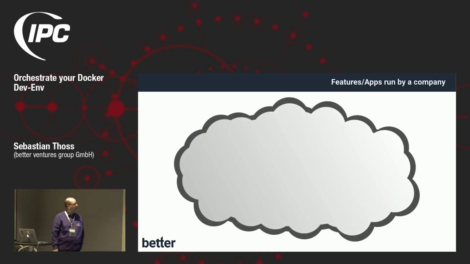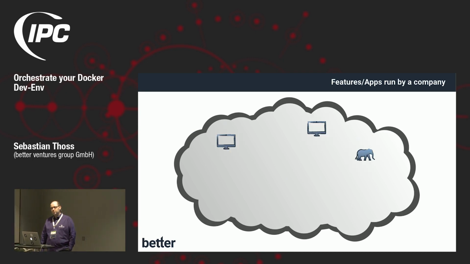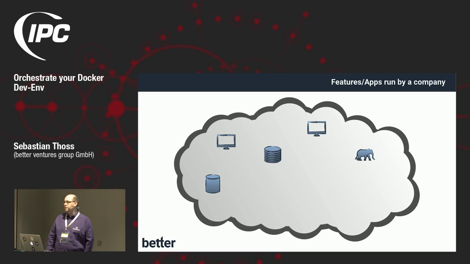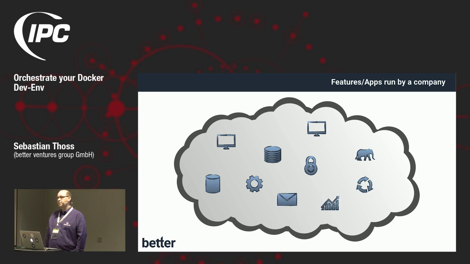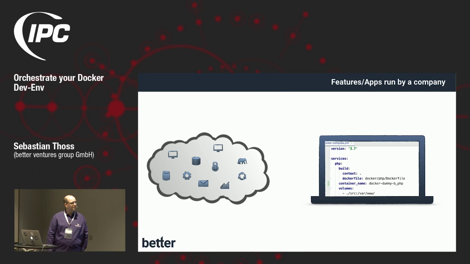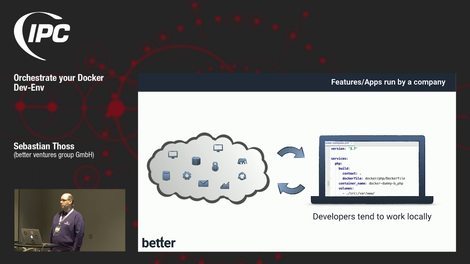But let's start. So imagine a company has several applications, some cron jobs, some elephants running somewhere. They usually need databases and storages. They have some configurations, they have some deployment scripts, and they might even have mailing and business intelligence tools. All of this is running somewhere in the internet, maybe in the cloud, maybe on-premise. But developers tend simply to work locally. So it's all the time difficult to get different PHP versions, different kinds of applications running on your local machine.